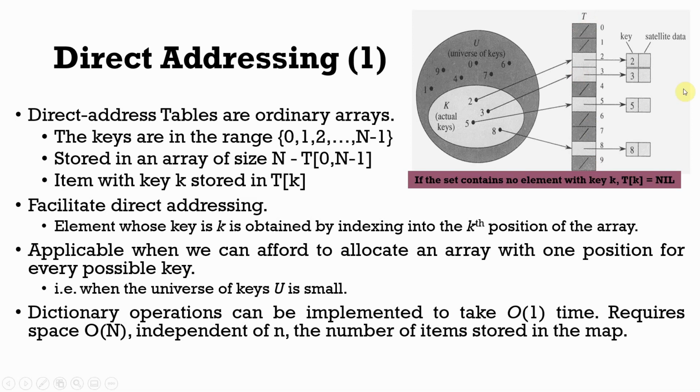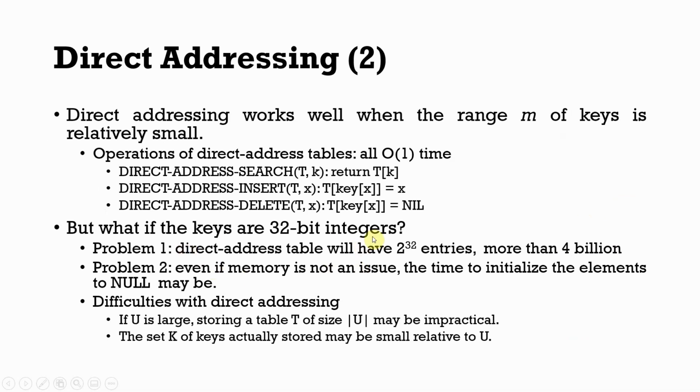That not only takes a lot of memory, but also initializing all the elements of this table is going to take a long time because we have a huge table. So when our universe of keys is huge, this is not a practical approach. With direct address tables, we have so many entries, more than 4 billion, so it takes a lot of memory. And even if memory is not an issue, the time to initialize the elements to nil or null might be an issue. It might take a long time to just initialize all the elements of the table.